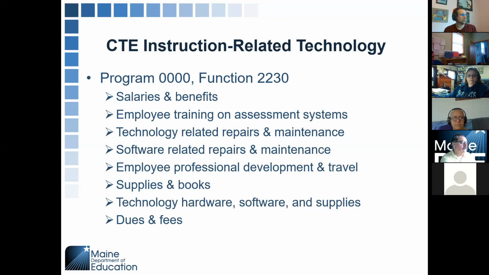And then employee training and technology related repair and maintenance, and software related repair and maintenance, and then employee professional development and travel, supplies and books. Some of these are a little bit different in the sense that we're seeing those software and technology repair and maintenance, and of course down at the bottom, we're seeing technology, hardware, software, and supplies, and then dues and fees.